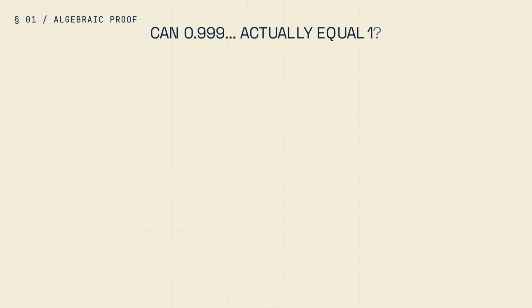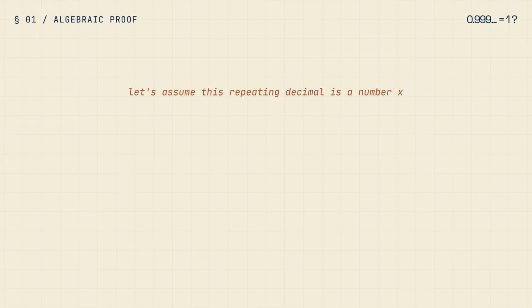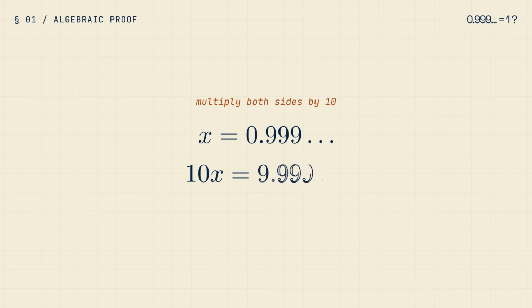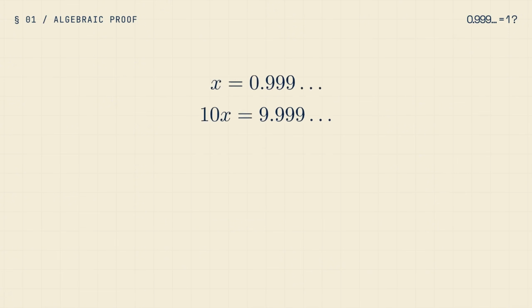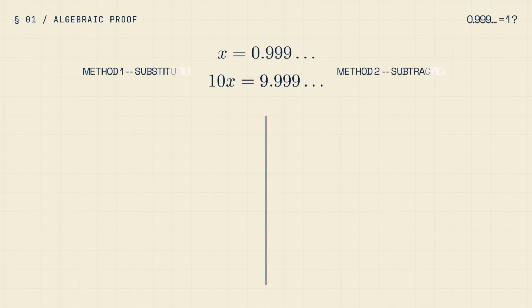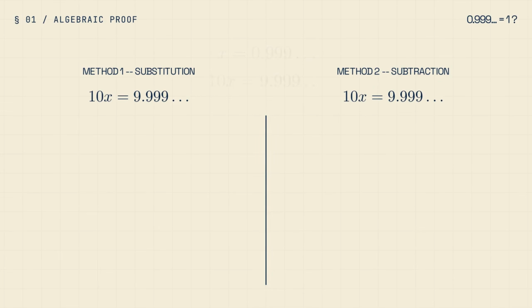Let's prove 0.9 recurring is equal to 1. Okay, so the first thing that we're going to do is multiply both sides by 10 so that the decimal place shifts. Right. So we have two equations now. We could use the second equation in method 2. All right, so let's start with substitution.